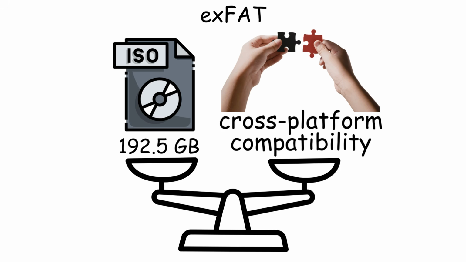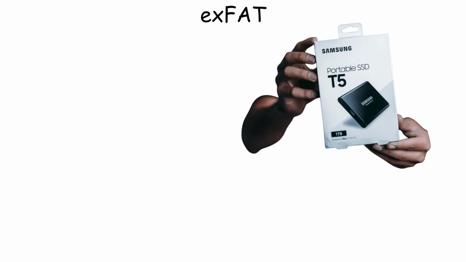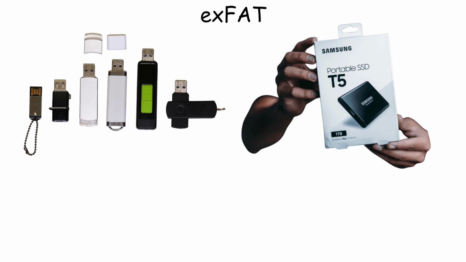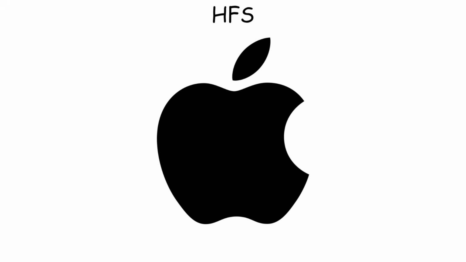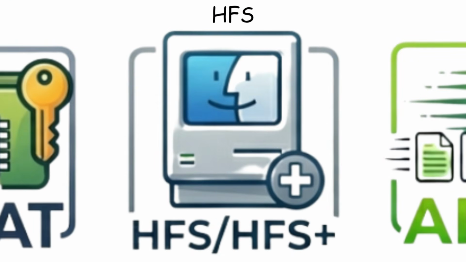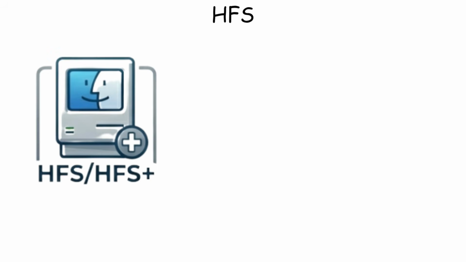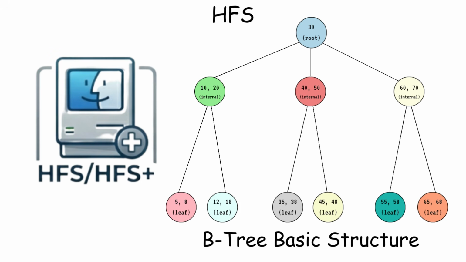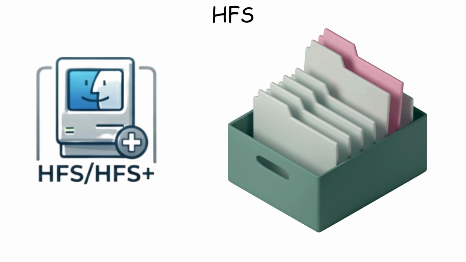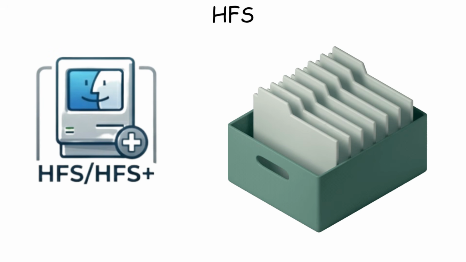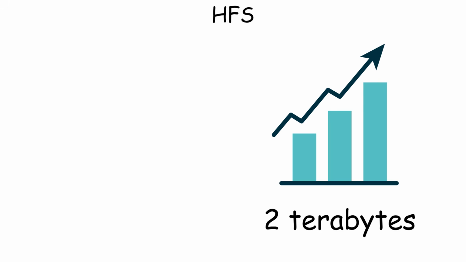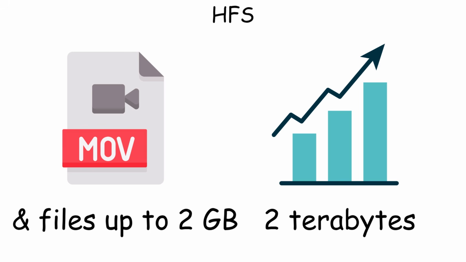Because of its balance between large file support and broad compatibility, exFAT is commonly used for external drives, USB storage, and SDXC memory cards. In Apple's ecosystem, early systems used HPFS, or Hierarchical File System, introduced in 1985. HPFS is a file system that organizes data in a hierarchical directory structure, making file navigation more intuitive compared to earlier flat storage systems. It typically supported volumes up to around 2 terabytes, depending on implementation.